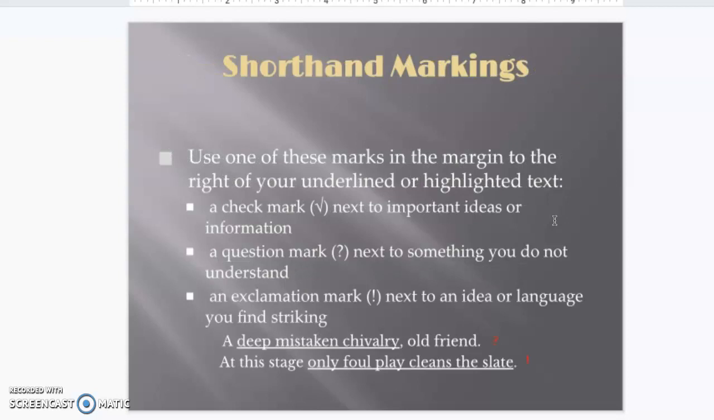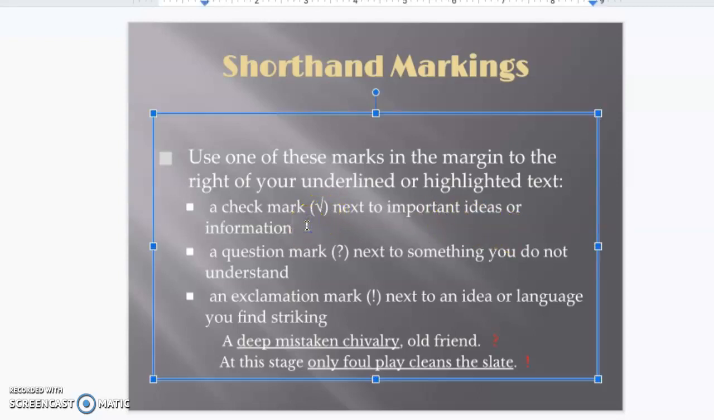Now, after I've underlined and highlighted, the second thing I do is make a shorthand marking. You're going to use one of these marks in the margin to the right, I usually like the right, of the underlined or highlighted text. So it's not enough just to highlight. You have to go the next step further. I usually use a check mark or a star, like this, to mark the most important ideas.